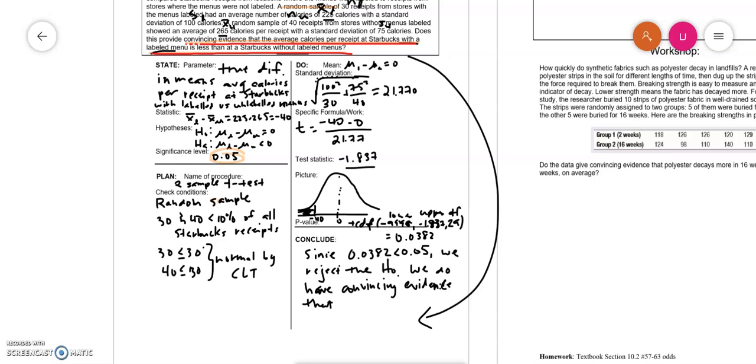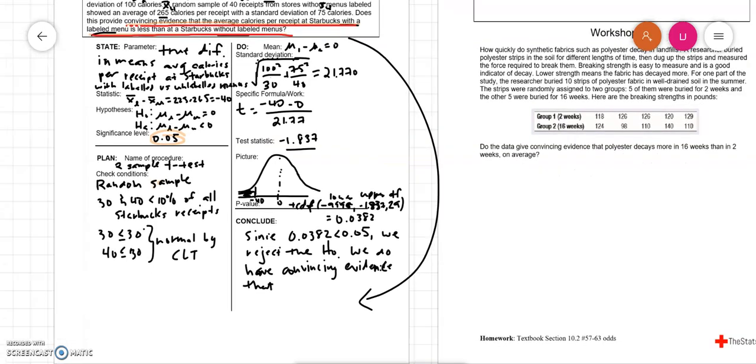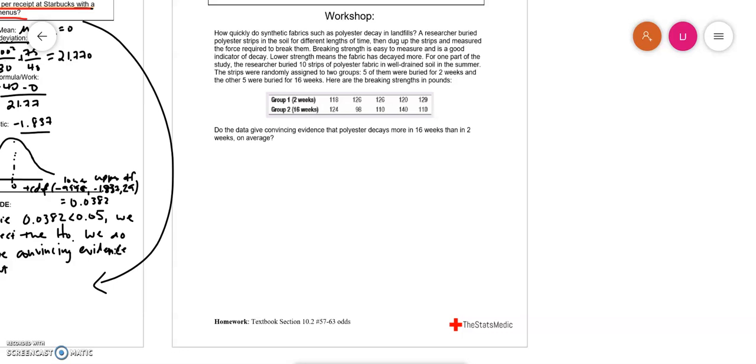All right, so that is basically how you perform a significance test for a difference in means. You have two ways to do it now. Remember, for the big ideas, look at the picture on Google Classroom. Please make sure to complete your workshop and your textbook homework as well.